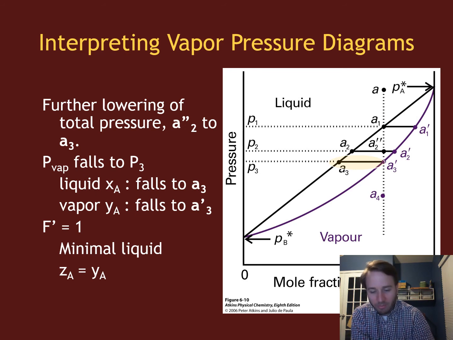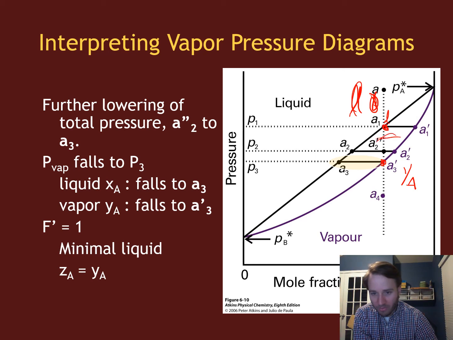So if I continue lowering my pressure until I get to A3 prime here, at this point my YA, my composition in the vapor phase, is now representing the majority of my moles. I started off with everything in the liquid phase up here. I get to this point, A1, and I still have basically almost everything in the liquid phase.